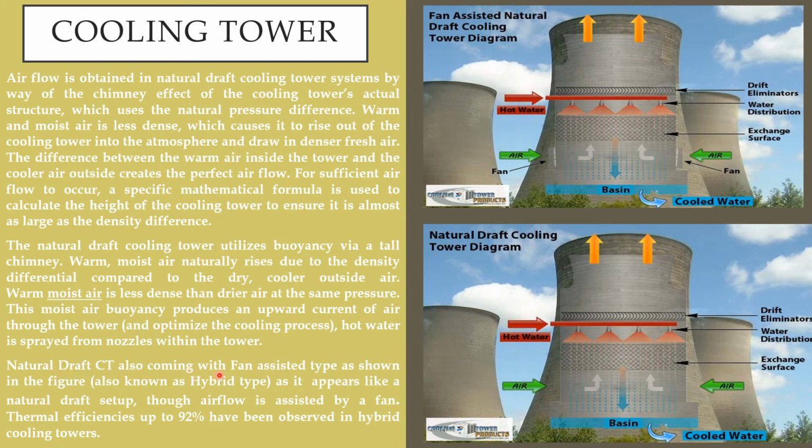Natural draft cooling tower also comes with a fan assisted type, and it is known as the hybrid type. As it appears like a natural draft setup, but the airflow is assisted by a fan, so it is called hybrid type. This natural draft fan assisted cooling tower's thermal efficiency is up to 92%, so it is very effective. Chimney effect, that is due to the height of the tower, chimney effect or natural draft is attained, which helps to reduce the temperature more effectively.